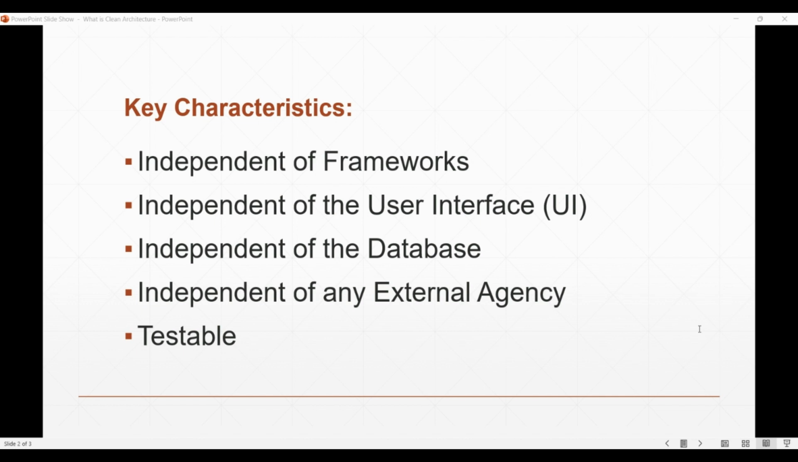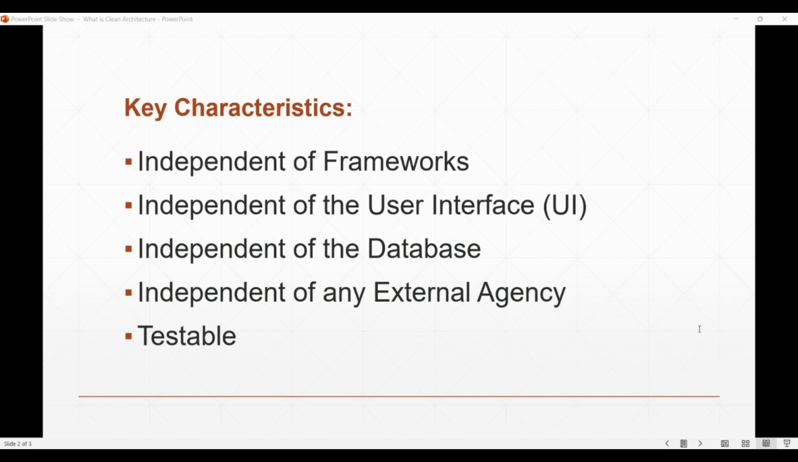Those systems are independent of the user interface as well. The UI can change easily without affecting the rest of the system, such as a web UI can be replaced with a console UI without changing the business rules. That should be the level of flexibility and separation of concerns in your architecture.